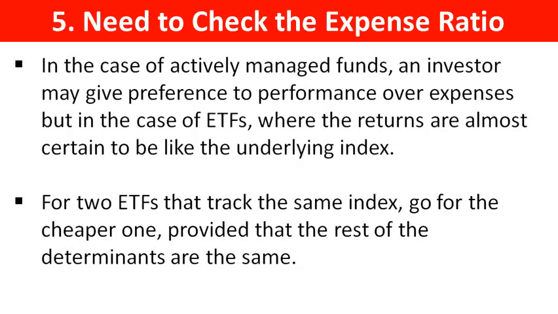The last and very important point is the expense ratio. In the case of actively managed funds, an investor may give preference to performance over expense, but in the case of ETFs, the returns are almost certain to be like the underlying index. For two ETFs that track the same index, go for the cheaper one, provided that the rest of the determinants are the same. So it is important, even for active mutual funds or ETFs, to always check the expense ratio. Many ETFs have different expense ratios, so we should note it very carefully.